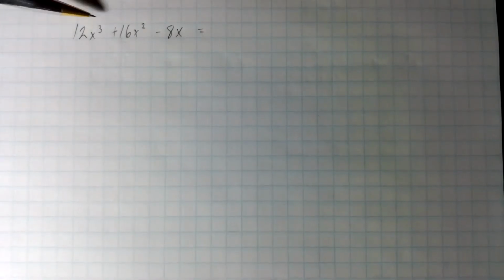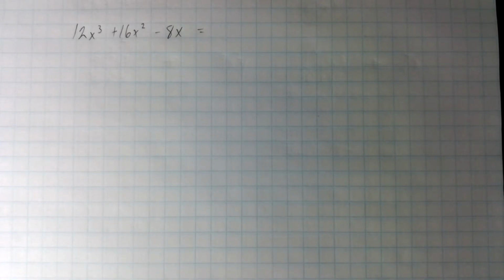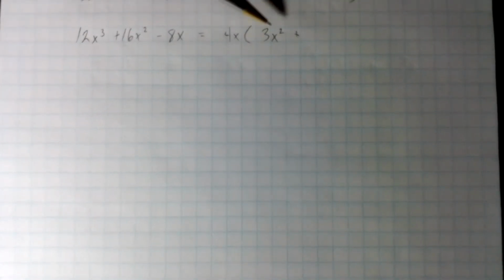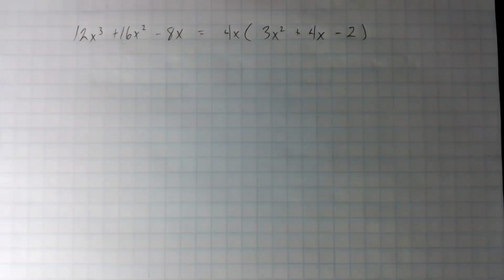Alright, next I'm given something with 3 terms. I have a 12, a 16, and an 8. I think a 4 is probably going to work best, and then there's at least one x in each. And yeah, after a little head work, that's what I get, leaving me with a 3x squared plus the 4x minus the 2, and that would be my final answer as far as factoring.